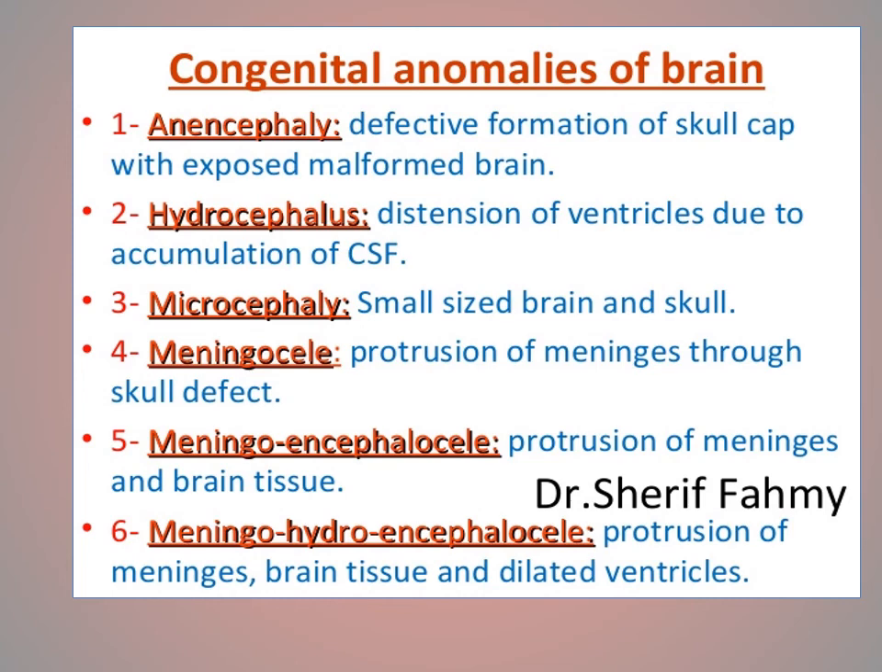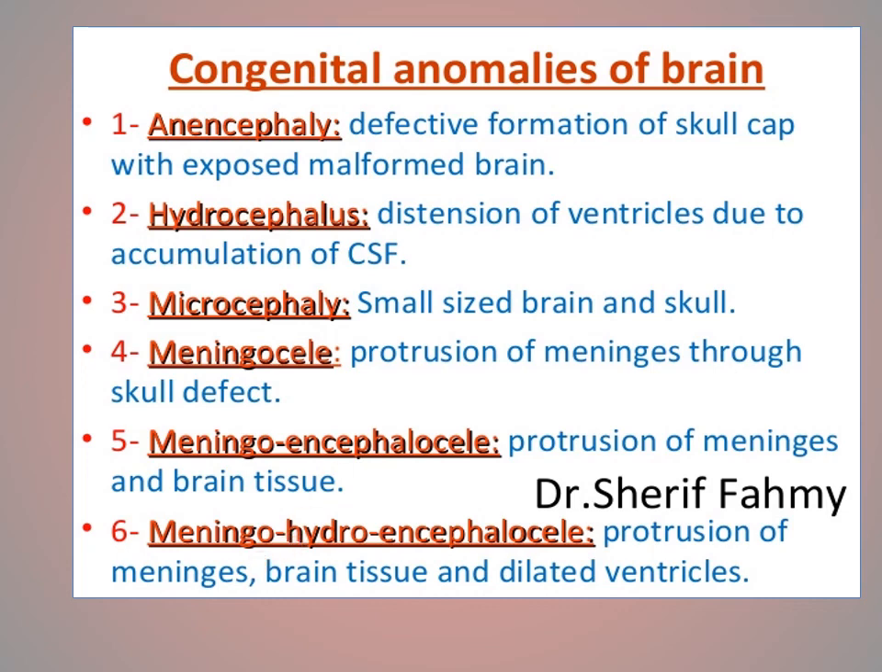So this is a brief summary of all the anomalies of the brain. Anencephaly is the defective formation of the skull with exposed malformed brain. Hydrocephalus is the distension of the ventricles due to the accumulation of the CSF. Microcephaly is the small sized brain and skull. Meningocele is the protrusion of the meninges through the skull defects. Meningoencephalocele is the protrusion of the meninges along with the brain tissue.